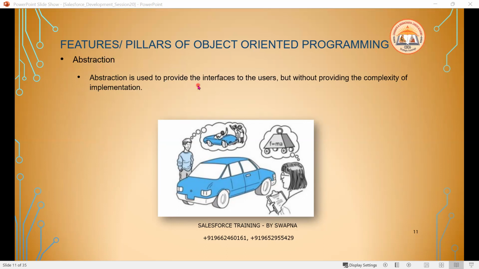So abstraction is used to provide interfaces to the users, but without exposing the complexity of the implementation. And by using abstraction, we can achieve data hiding. We cannot show all of the information to the user.